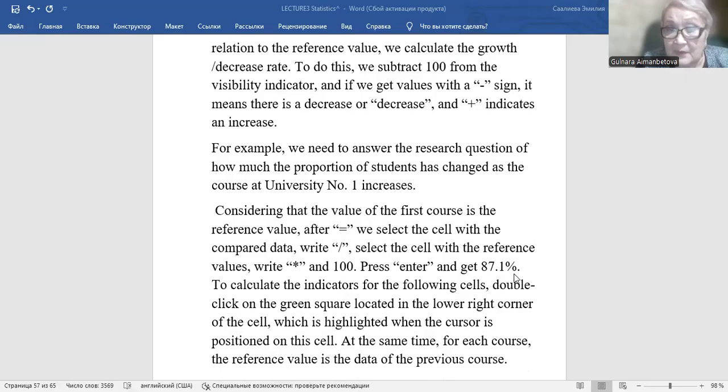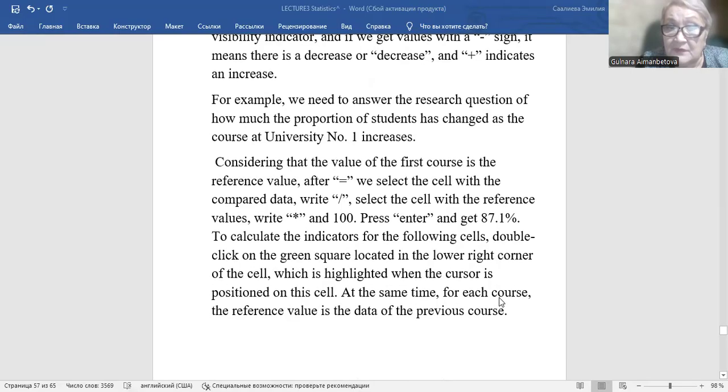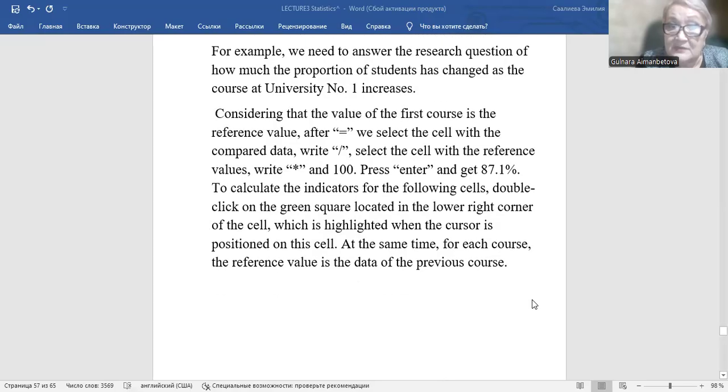87.1%. To calculate the indicators for the following cells, double-click on the green square located in the lower right corner of the cell, which is highlighted when the cursor is positioned on this cell. At the same time, for each course, the reference value is the data of the previous course.